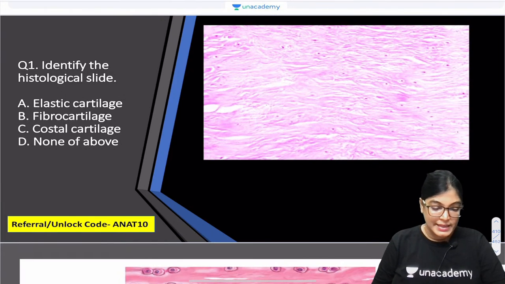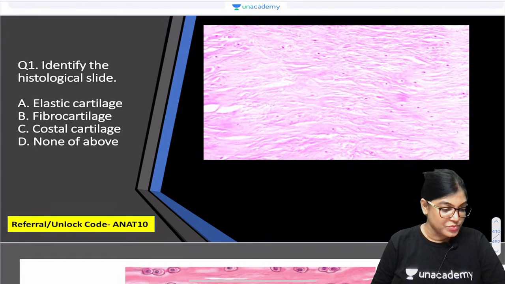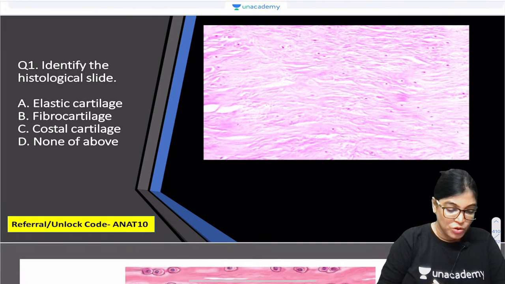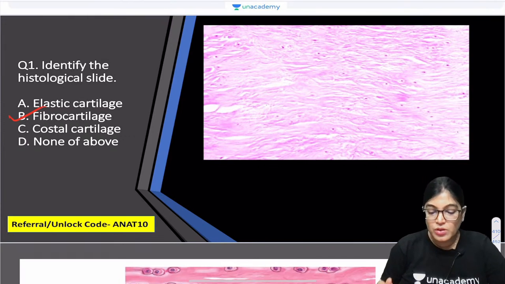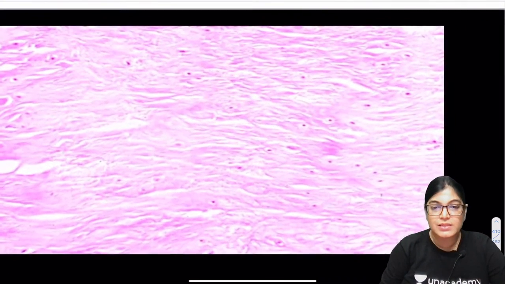Okay, so yes, Harini is telling B. Okay, I got the answer from Harini. What about others? Yes, so what about others? So yes, Rangaraj, Harini, both of you are correct. Sam, fibrocartilage is the correct answer. Yes, so here it is easy to identify this is fibrocartilage.